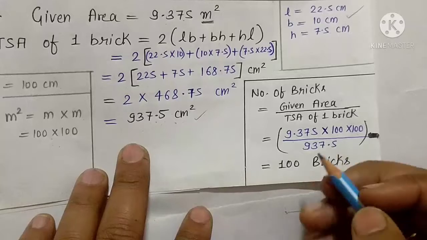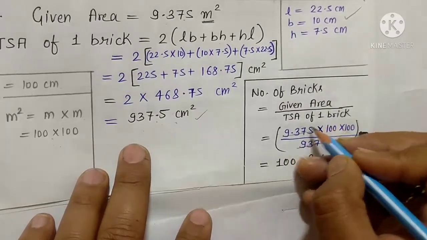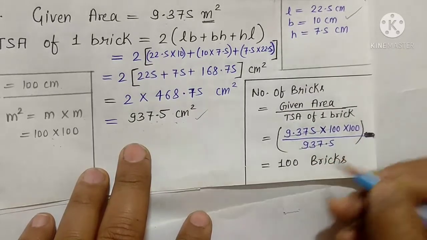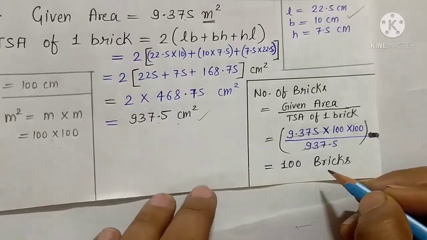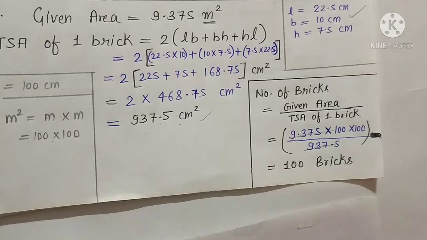And if we divide it, it comes to 100 bricks, because 937.5 will divide this one. It will come 0.1, then 1 into 100, so it comes 100 only. So 100 bricks are required, which means that the paint in the container will cover 100 bricks. So I hope it is clear to you.